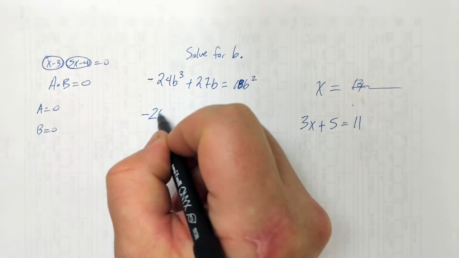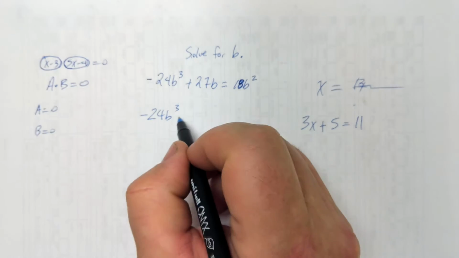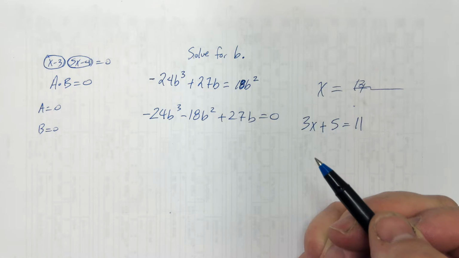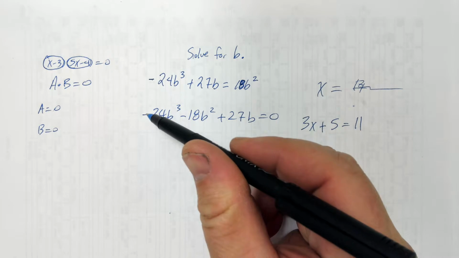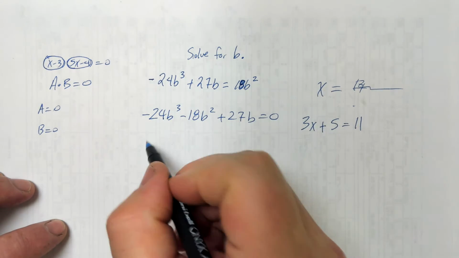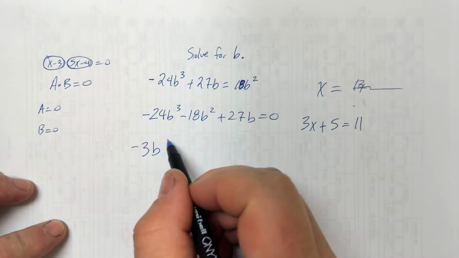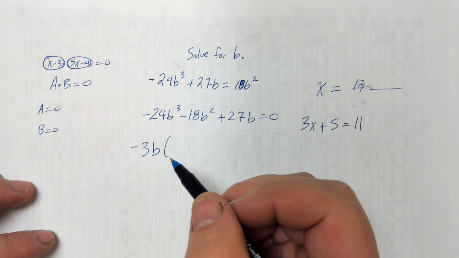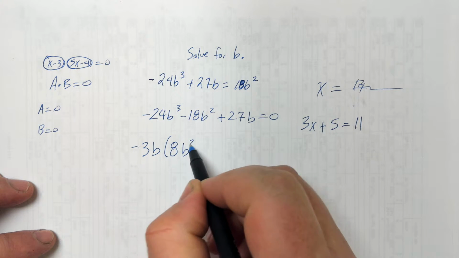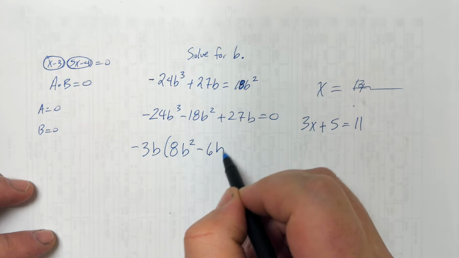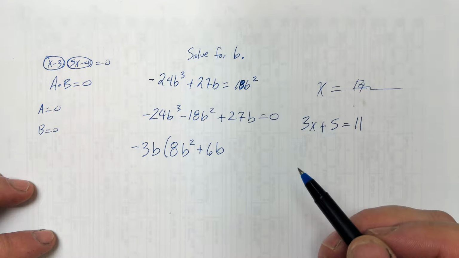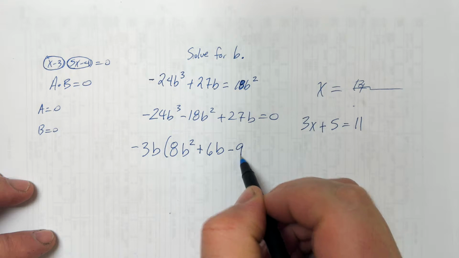All right, so negative 24b cubed. We're going to move this one to the other side and we're going to put it in order. Good so far? Okay. Leading coefficient's negative. And 3 goes into everything, doesn't it? So does b. So I'm going to take out a negative 3b. This step right here is one that people always forget. See if you can take out something. So negative, so that's 8, 6. But positive 6, right? Positive 6. And then negative 9.